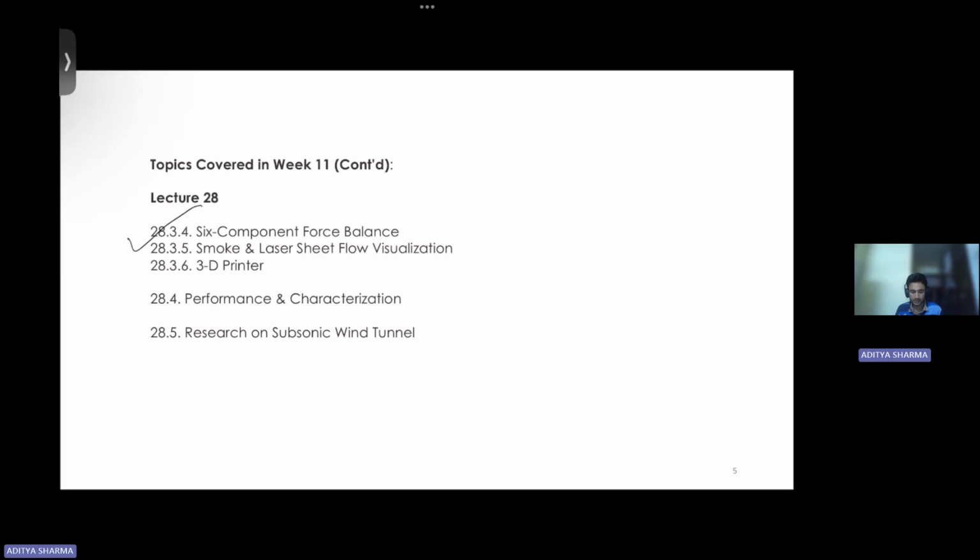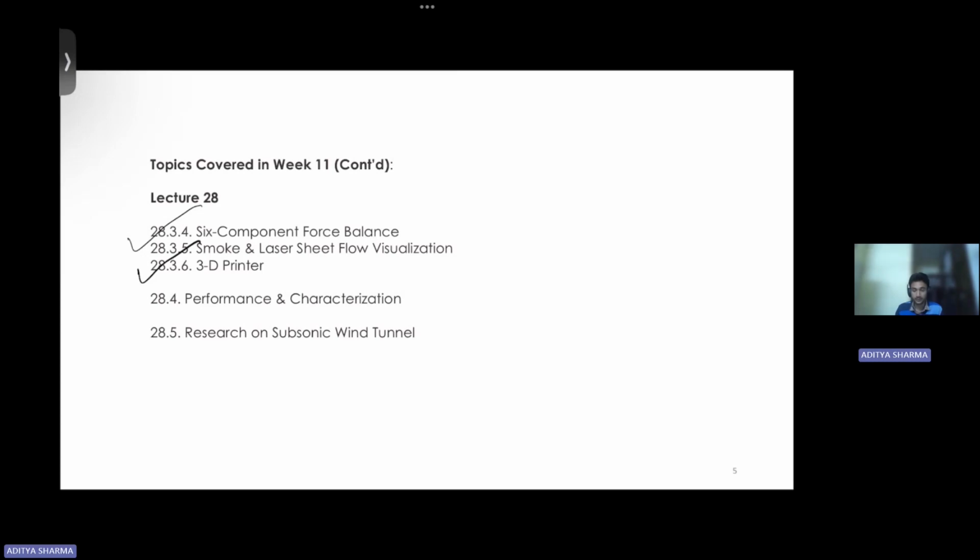And in the subsonic wind tunnel, we have visualization techniques like the smoke visualization technique. IIT Kanpur has a very good facility for smoke flow visualization, which I have also visited. Then there is laser sheet flow visualization, which is also used in PIV, a state of the art flow velocity measuring technique. IIT Guwahati also has this flow visualization technique.